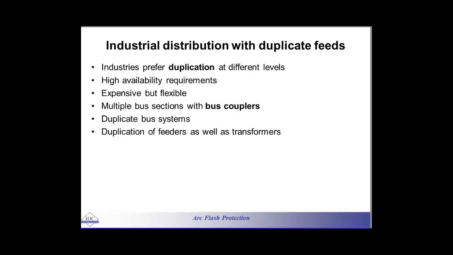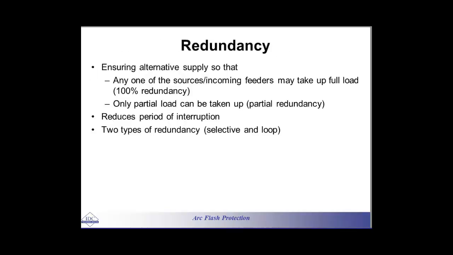So when you think about industrial distribution, they would like to have duplicate of everything: duplicate of the supply, duplicate of the transformers, duplication of the loads, for which they need to have bus coupler circuit breakers so that they can isolate the system. What's the benefit of that? The benefit is redundancy. And all the time they need to make sure that there is no outage to the supply, no outage to the transformer bay, no outage to the loads.